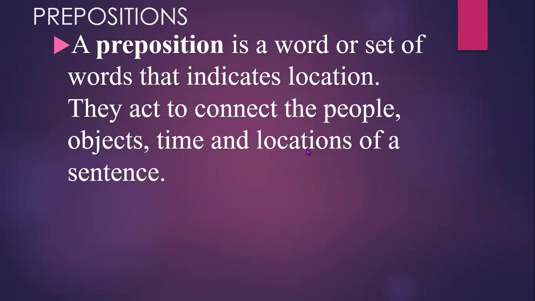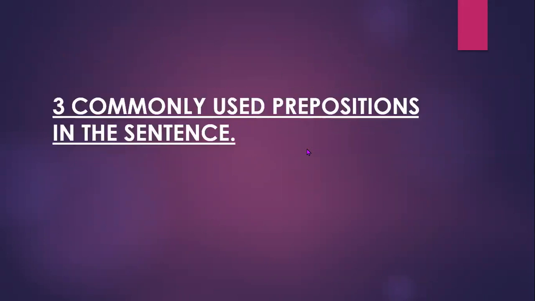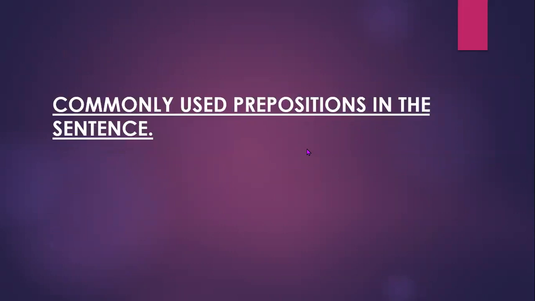So we have three commonly used prepositions in the sentence. These are preposition in, preposition on, and preposition at. Okay, again, how many commonly used prepositions in the sentence? Very good. We have three. These are preposition in, on, and at.